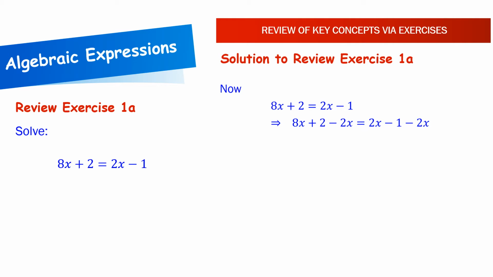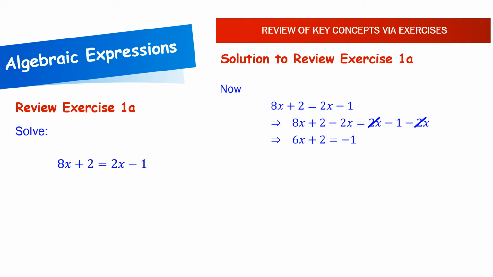Now let's tidy up. 8x minus 2x is 6x. 2 is as it is. The 2x's on the right-hand side now cancel. And minus 1 stays as it is, giving us 6x plus 2 equals minus 1.